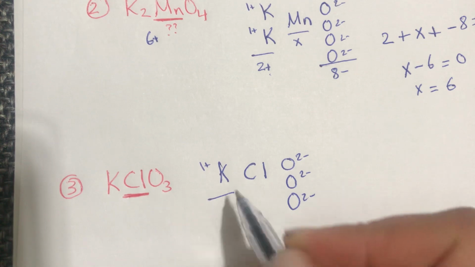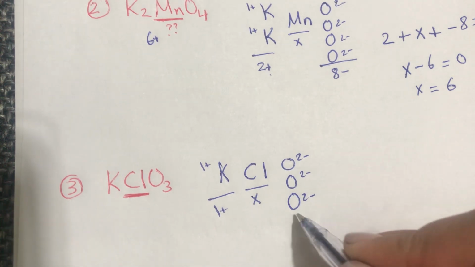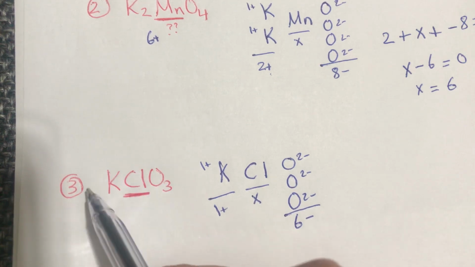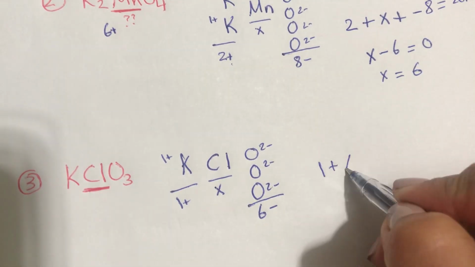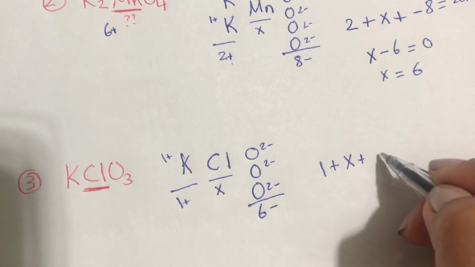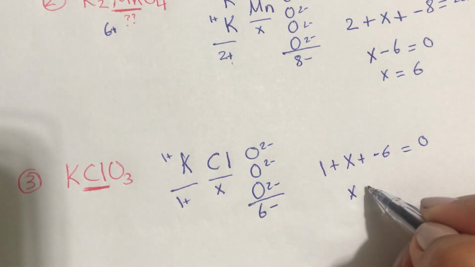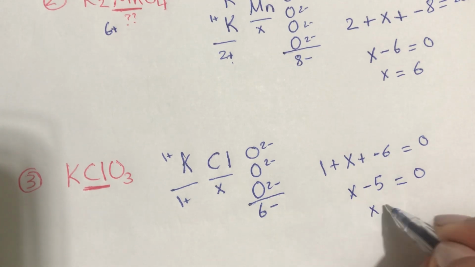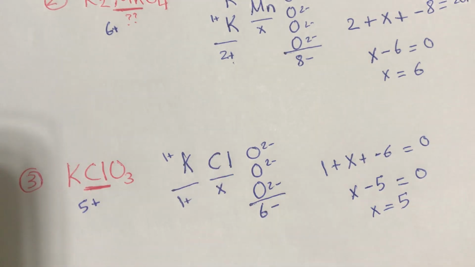So here positive 1, and here x unknown, you have to calculate it, and here negative 6. It's neutral, so when you add the oxidation numbers for all elements, the total must be equal to 0. So 1 plus x plus minus 6 equals 0. So 1 minus 6 equals minus 5. So x equals 5. So here the oxidation number is positive 5.